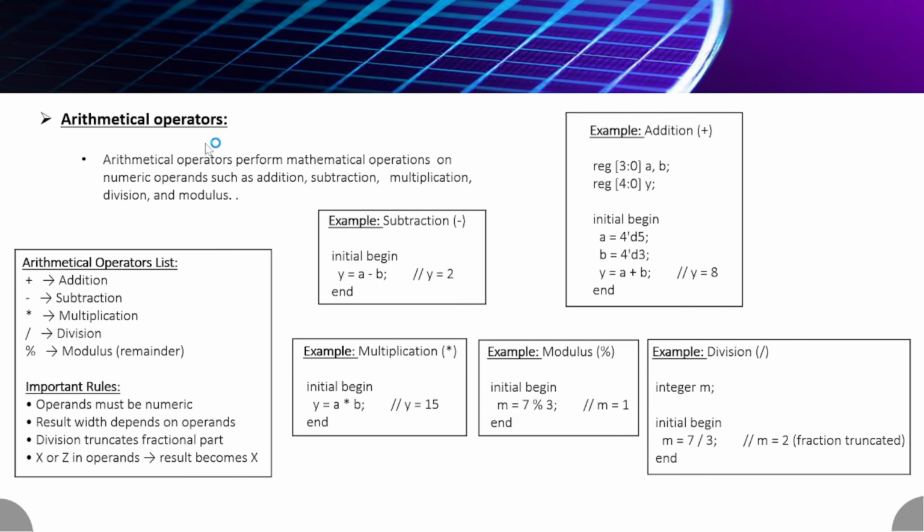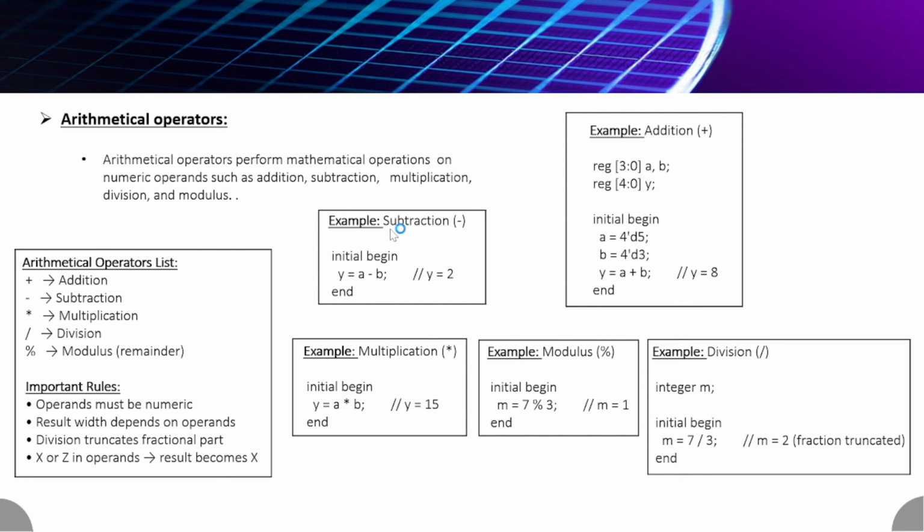Now let's move to the final type of operators in this section, the arithmetic operators. Arithmetic operators are used to perform mathematical operations on numeric operands. This includes addition, subtraction, multiplication, division, and modulus operations. The commonly used arithmetic operators in Verilog are plus for addition, minus for subtraction, star for multiplication, slash for division, and percent for modulus or remainder.